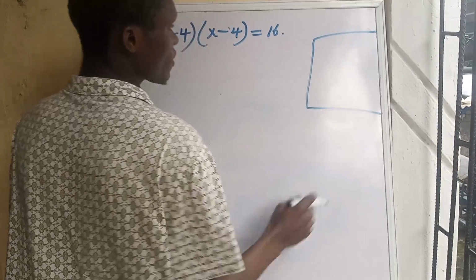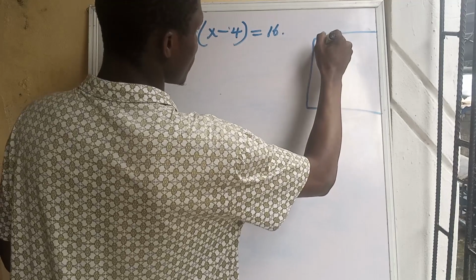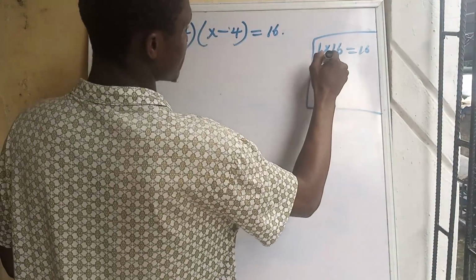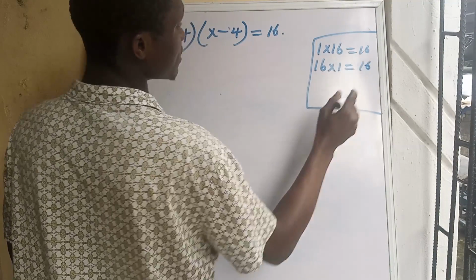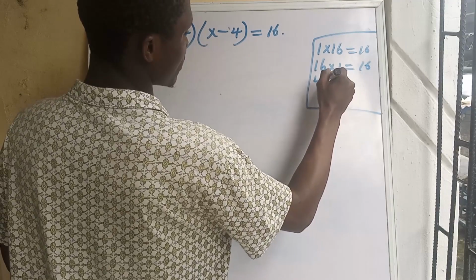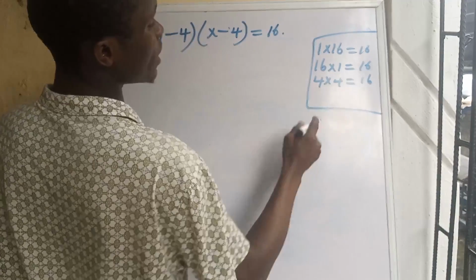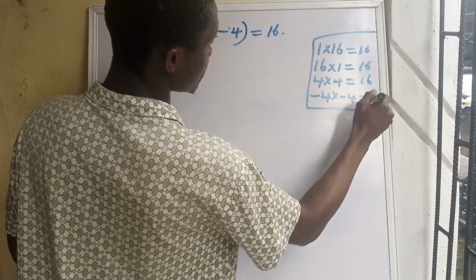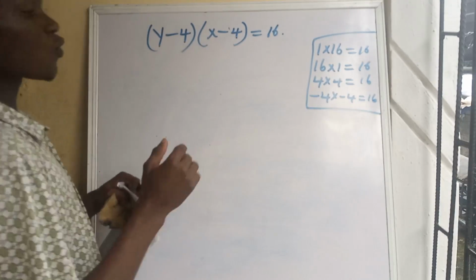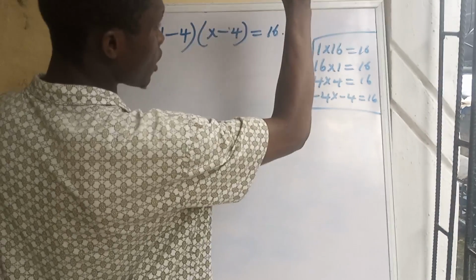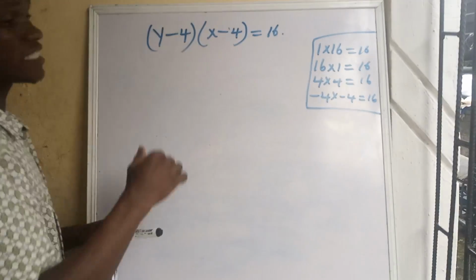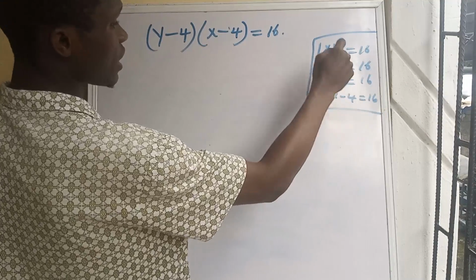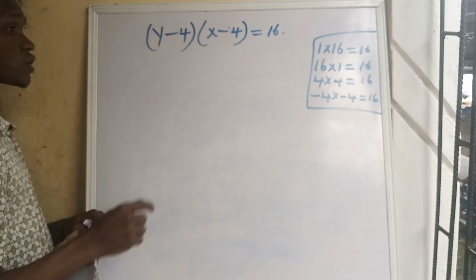The first form, we can write 16 as 1 times 16 equals 16. We can write 16 times 1 is also equal to 16. And we can also write 4 times 4 is also equal to 16. Then we can also write minus 4 times minus 4 is also equal to 16. So these are the 4 possible forms we can write: 1 times 16 equals 16, 16 times 1 equals 16, 4 times 4 equals 16, and minus 4 times minus 4 is also equal to 16.